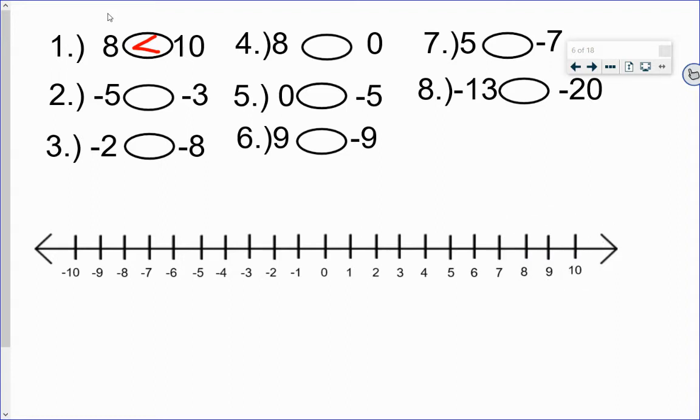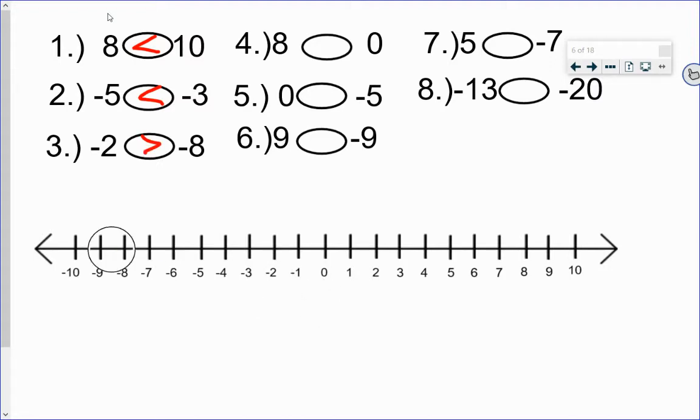All right, let's try the next one. We got -5 and -3. Well, -5 is to the left of -3, so -5 is smaller than -3. And remember that -3 is closer to 0 than -5. So therefore, -3 is larger than -5. All right, the next one, -2 and -8. Which one's on the right? Well, the -2 is on the right, so it has to be a bigger number. It's also closer to 0, which means it's a bigger number. So -2 is greater than -8.